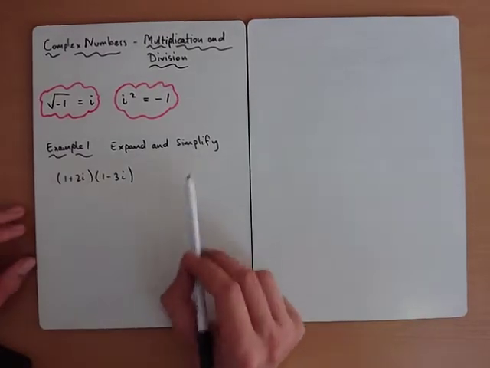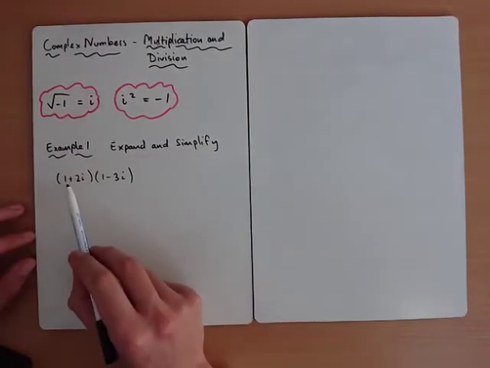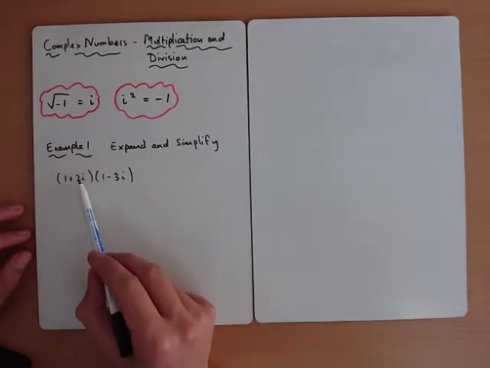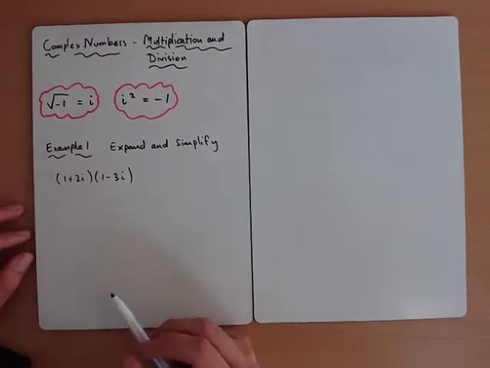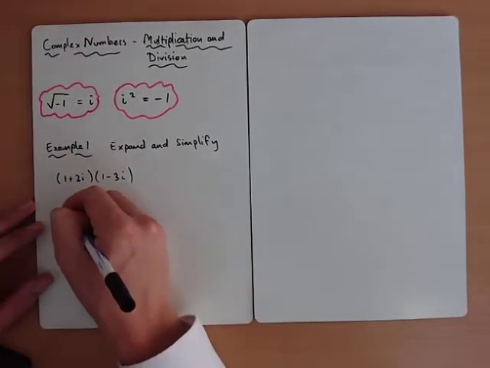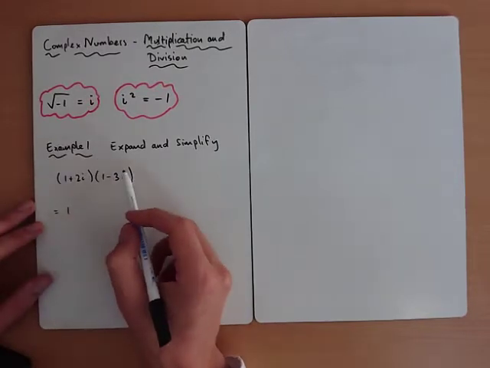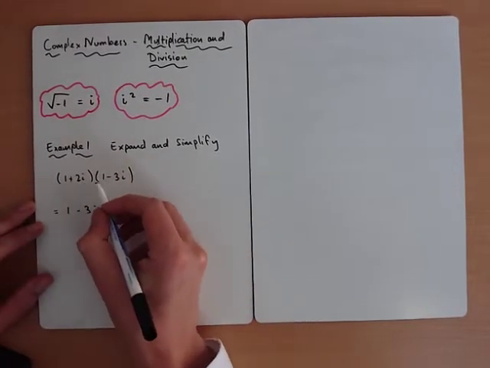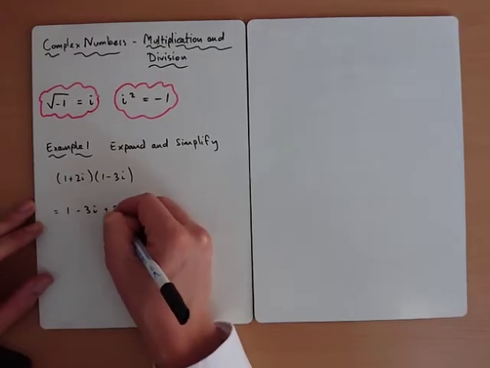Okay, so example 1 says expand and simplify. We've got two brackets multiplied together. You may want to draw on the arrows and do the smiley face if it's been a while since you've seen this. But we get 1 times 1, which becomes 1. 1 times -3i, which would be -3i. 2i times 1, so that would become +2i.